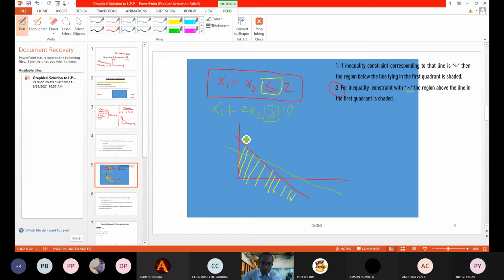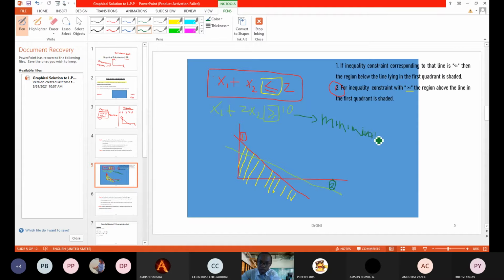This is line 1, let me use red ink. This is line 1, and this is line 2. All right. So now the second question says that, remember, when we are dealing with the minimum, this is for the minimum cost.